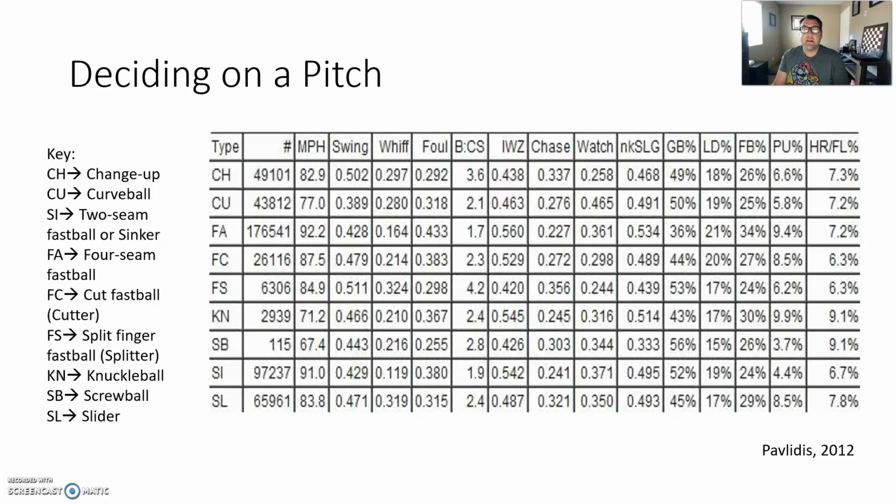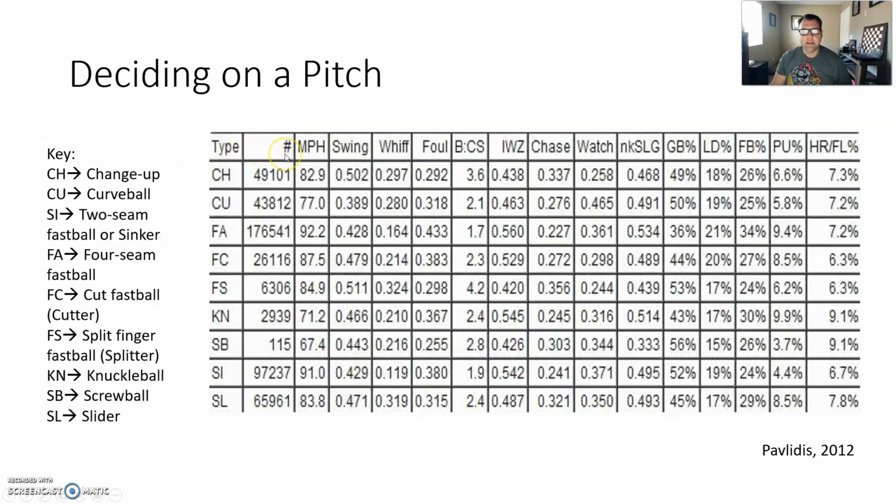Now, how do we decide on a pitch? Well, this is data compiled from really hundreds of thousands of pitches in Major League Baseball over the span of about, I believe, 2 years. And what this is all saying is what pitch type gives me what kind of result. So just to quickly go over what these mean here, the type, that's what the actual pitch is.